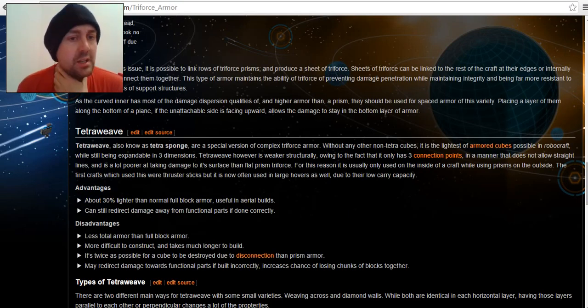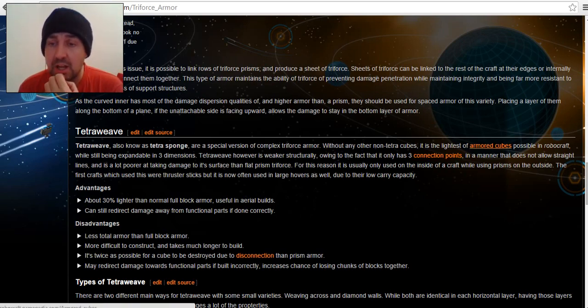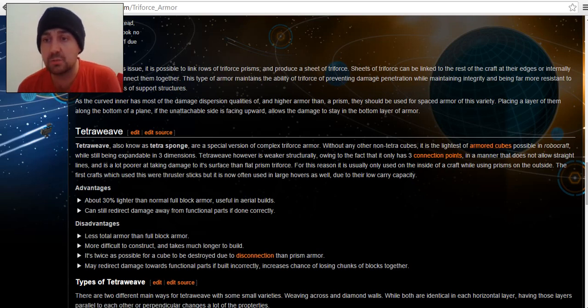Tetra Weave. Tetra Weave, also known as Tetra Sponge. So we have simple Triforce, and now Tetra Weave. Tetra Weave, also known as Tetra Sponge, are a special version of complex Triforce armor. Without any other non-tetra cubes, it is the lightest of armored cubes possible in Robocraft, while still being expandable in three dimensions. Tetra Weave, however, is weaker structurally, owing to the fact that it has three connection points. Fine, so it's the lightest, but it's also weaker structurally.